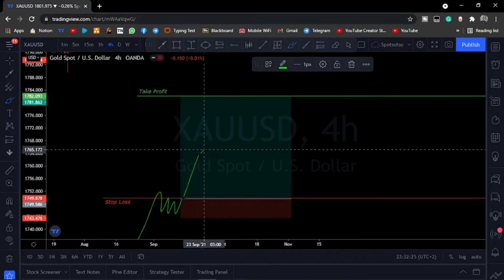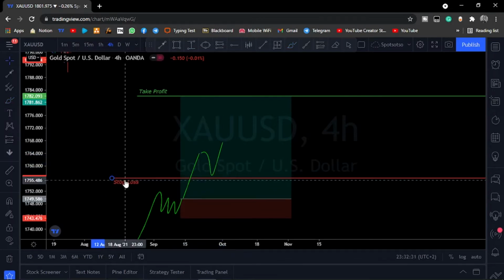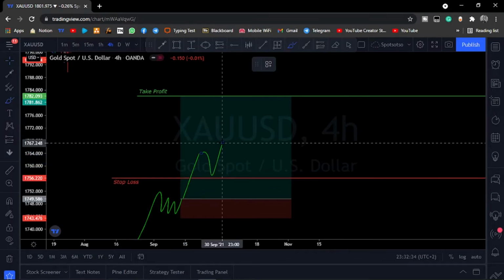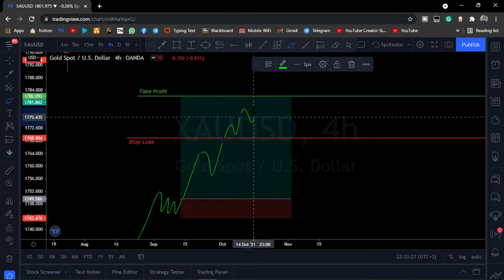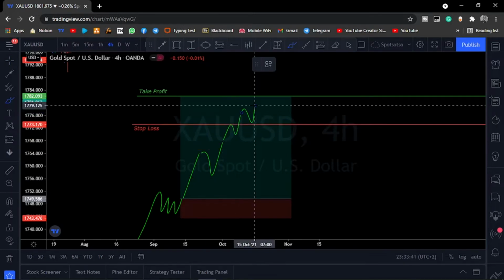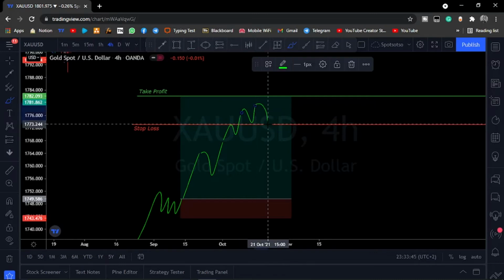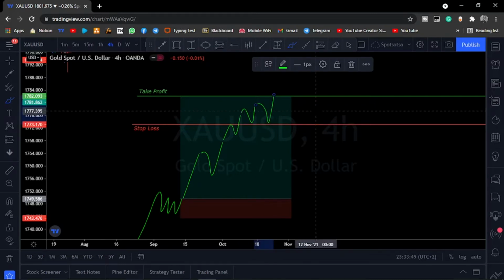So as price keeps on moving in our direction, we keep on moving our stop loss into even more profit, until price decides whether it's gonna hit our stop loss or our take profit. But either way, we're gonna make profit because our stop loss is in profit.